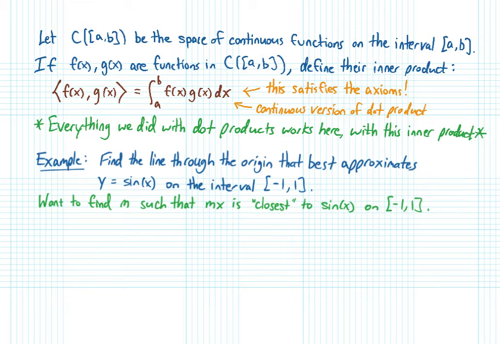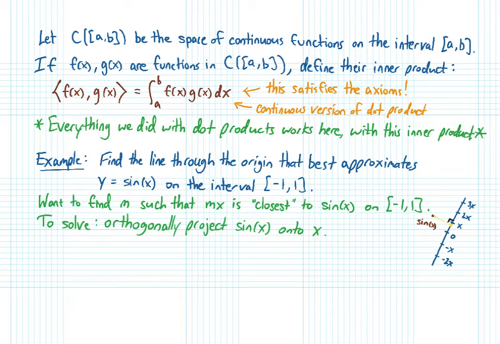Well, I think it might help to think about how you would solve a similar problem with vectors instead of functions. So let's say I gave you two vectors, u and v, and I asked you to find the constant m such that m times u is closest to v. You would solve that problem by orthogonally projecting v onto u. And so in this case, we're going to do exactly the same thing. We're going to orthogonally project sine of x onto x.